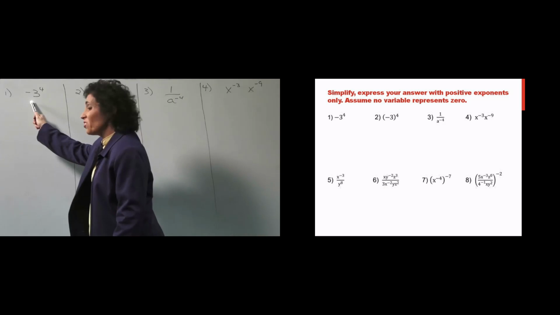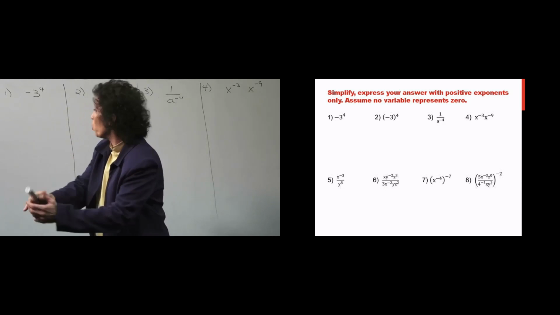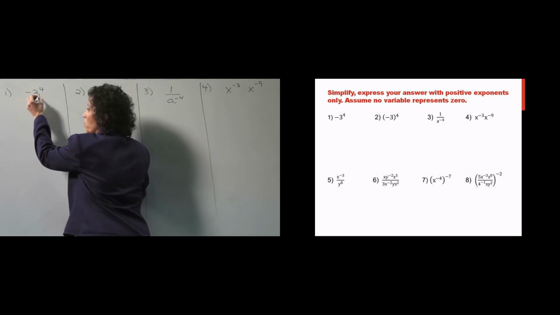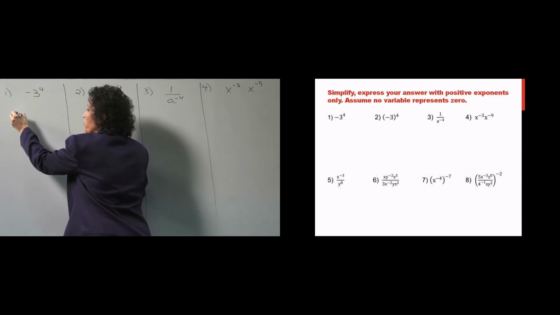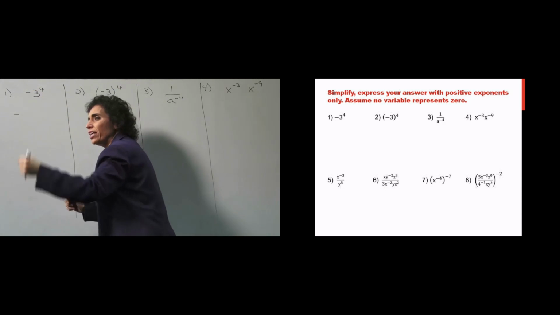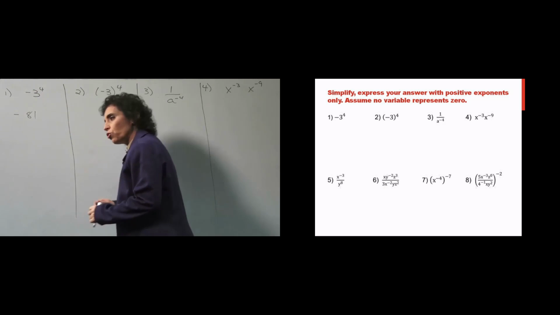I put this in here to make you crazy. Okay, this is not a negative exponent. So this is what we were doing before. It's just a negative number. But the only thing being raised to the 4th power is the 3. So again, this is negative. Bring it down. 3 times 3 times 3 times 3, which is 81. So negative 81 is your answer.